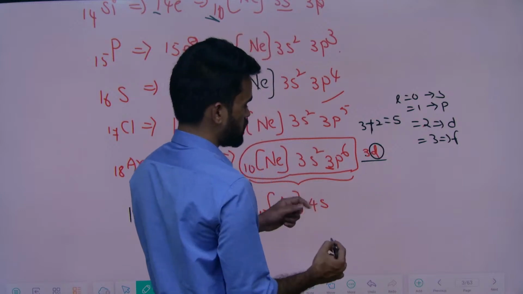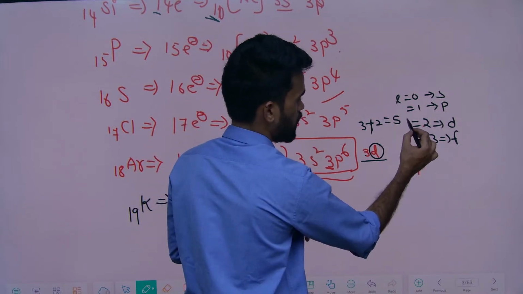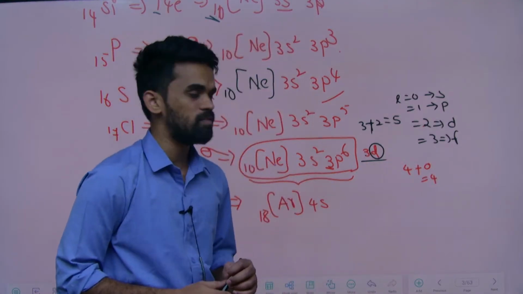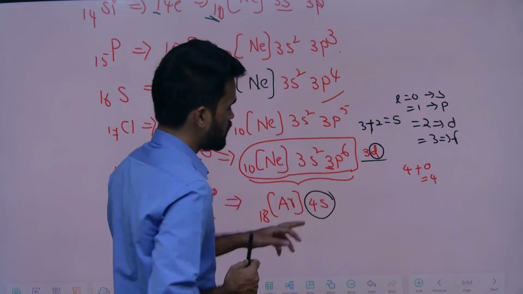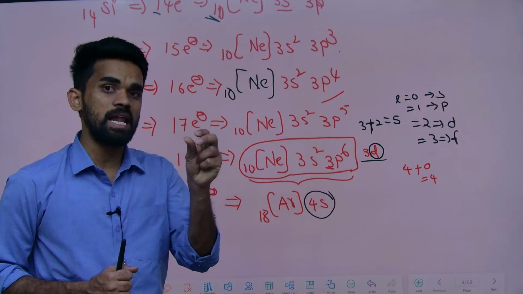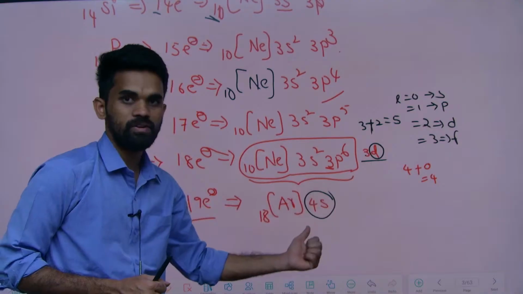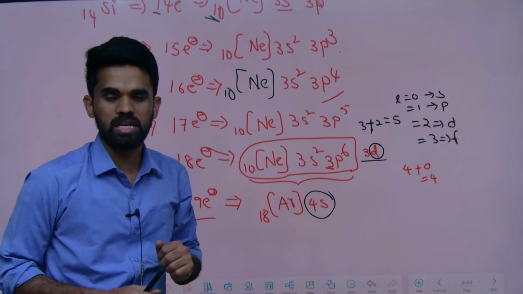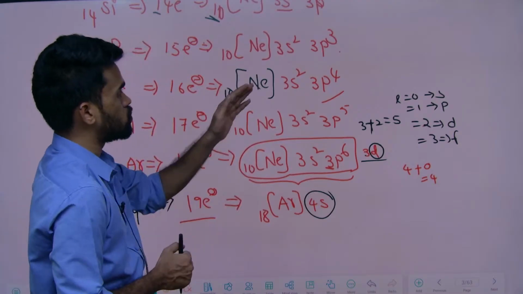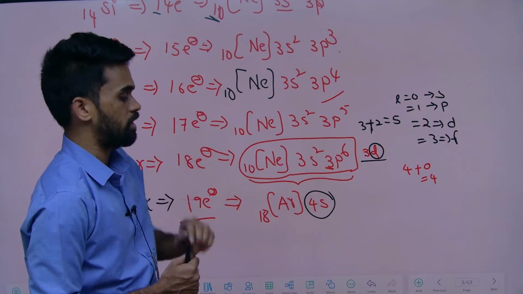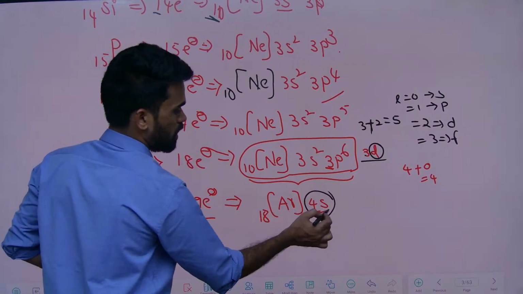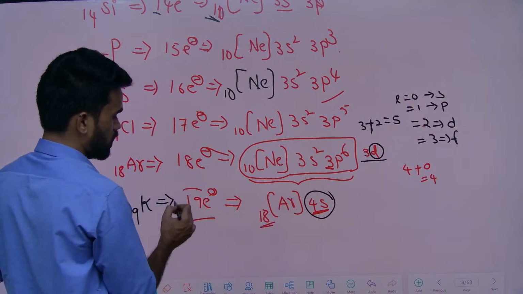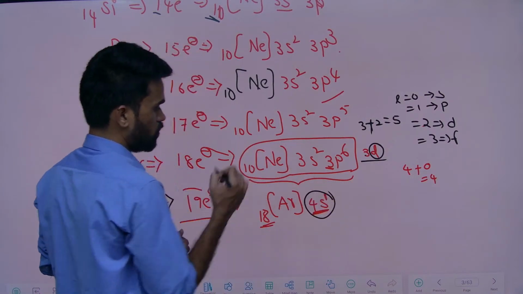Whereas if I write 4s only, 4 plus s means 0. So it is 4 only. So which is smaller, n plus l value? This is smaller, na. That's why you need to fill the electrons in the lower energy, lower n plus l value first, then fill electrons in the higher energy levels. Okay, so always electrons should be filled in the lower energy, then the next higher energy. So that's why we are filling in 4s instead of 3d. Okay, the next, 18 electrons over out of 19, the 19th electron is here, 4s1.